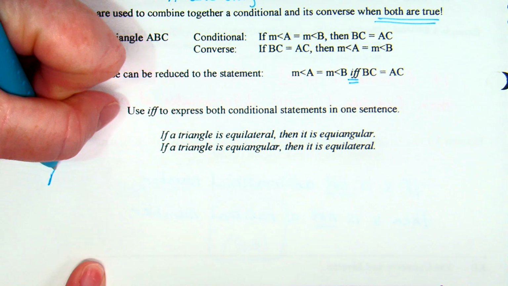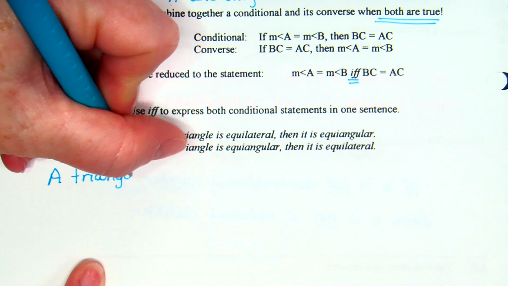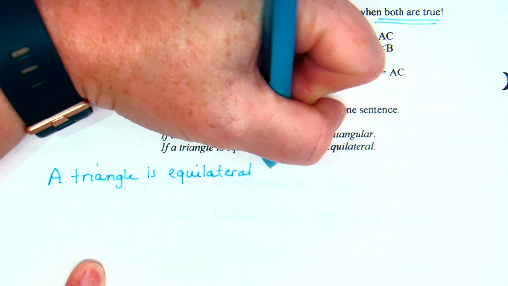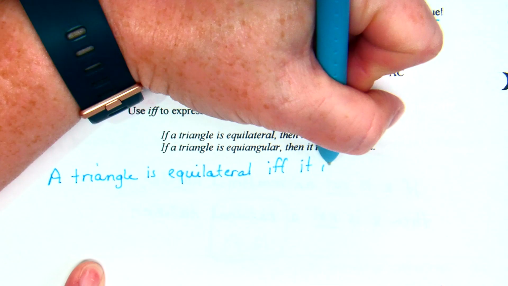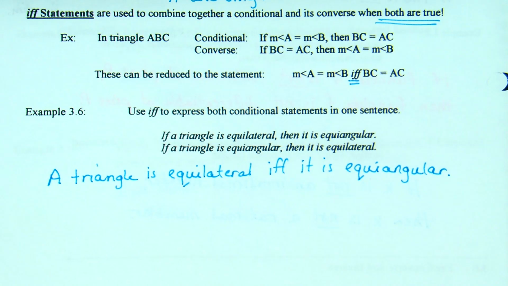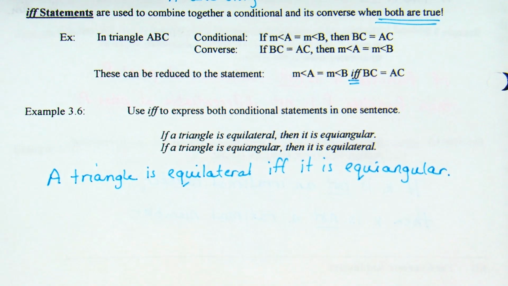A triangle is equilateral. And I'm just going to use that IFF. That stands for if and only if. It is equiangular. And hopefully you guys remember, if a triangle is equilateral, all three sides are the same. If all three sides are the same, we know all three angles have to be the same, right? So it's going to work both ways. If one's true, then the other's true.